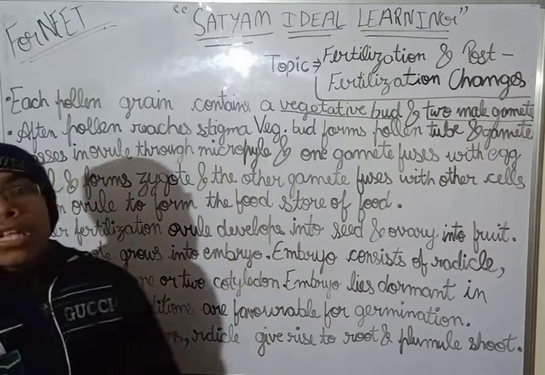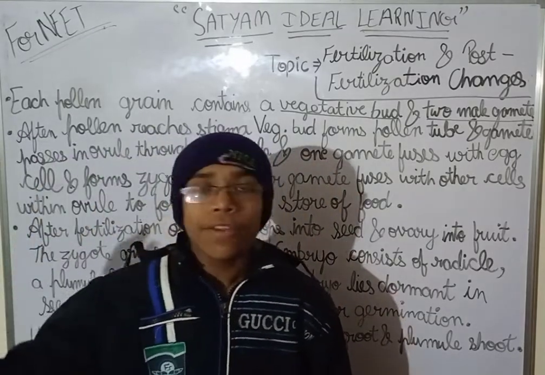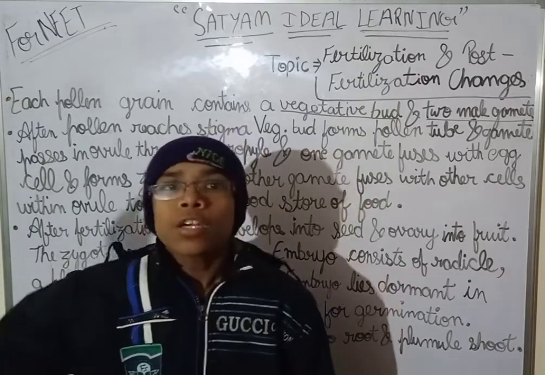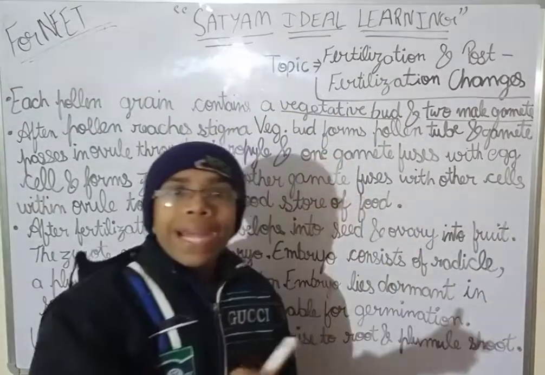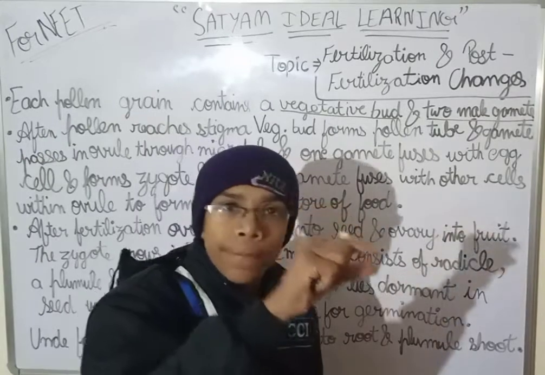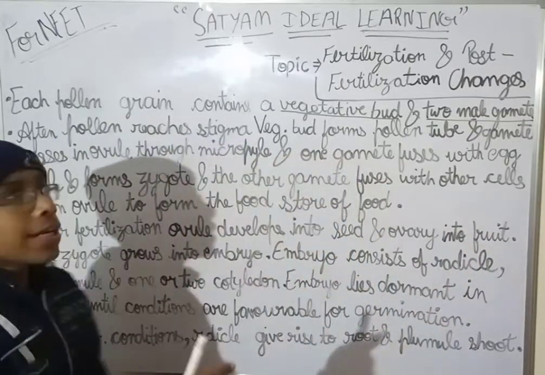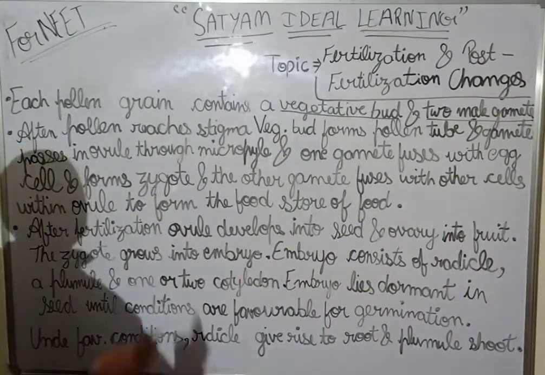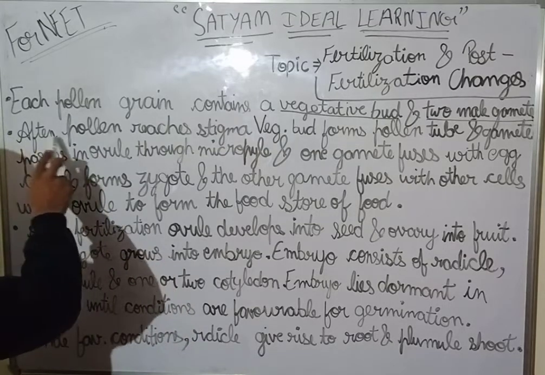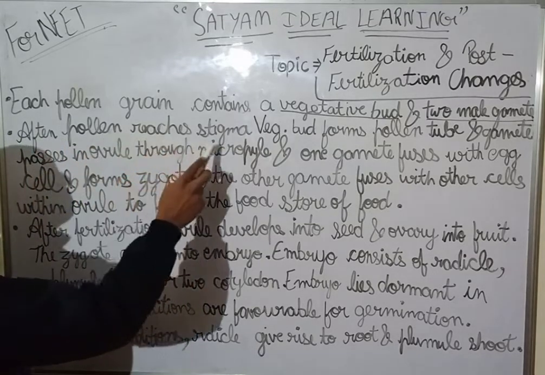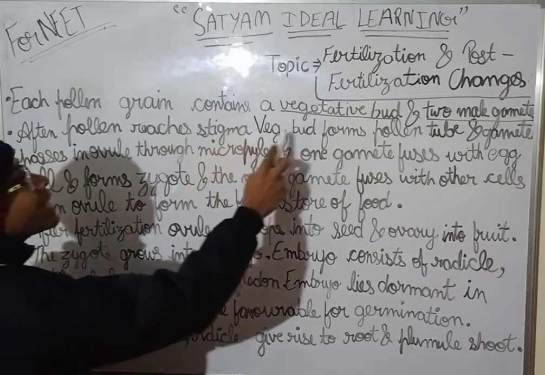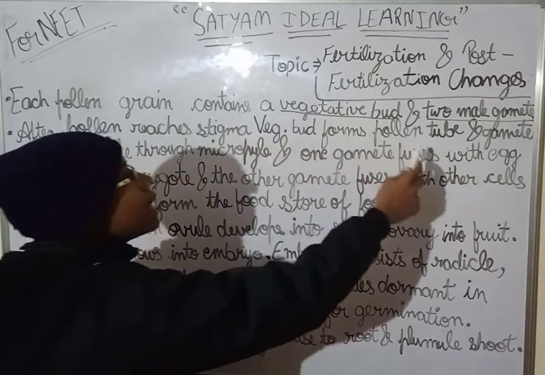Now what will happen? The pollen grain will go from the anther to the stigma of the plant, and when it reaches the stigma of the plant, then what it does, we will be discussing that also. See, after pollen reaches the stigma, the vegetative bud forms the pollen tube.